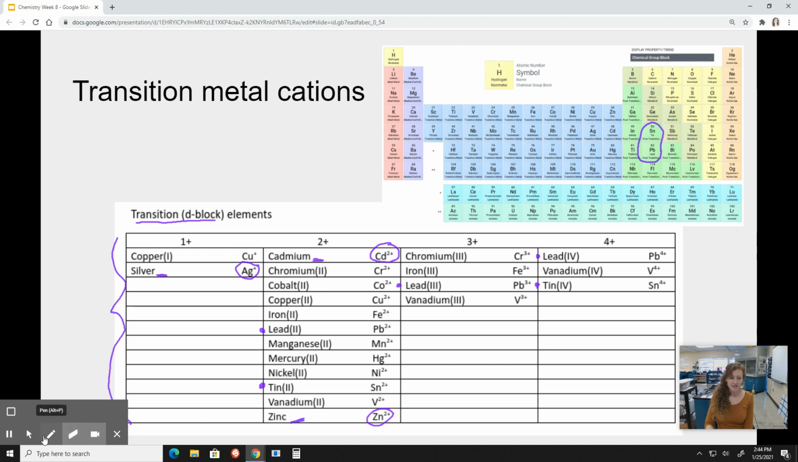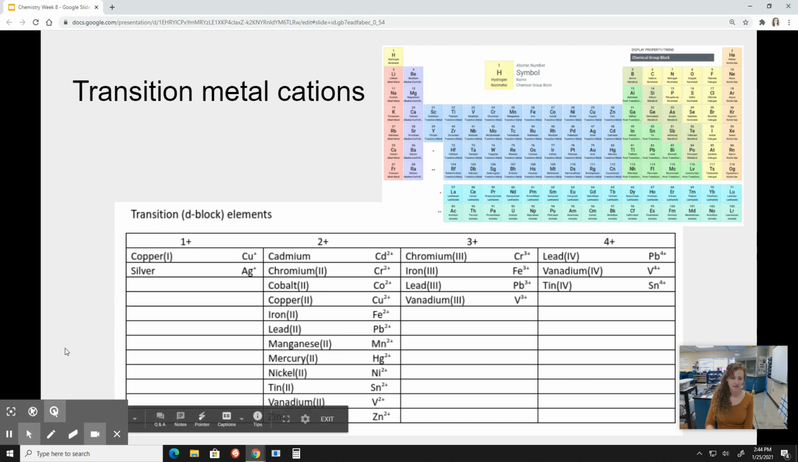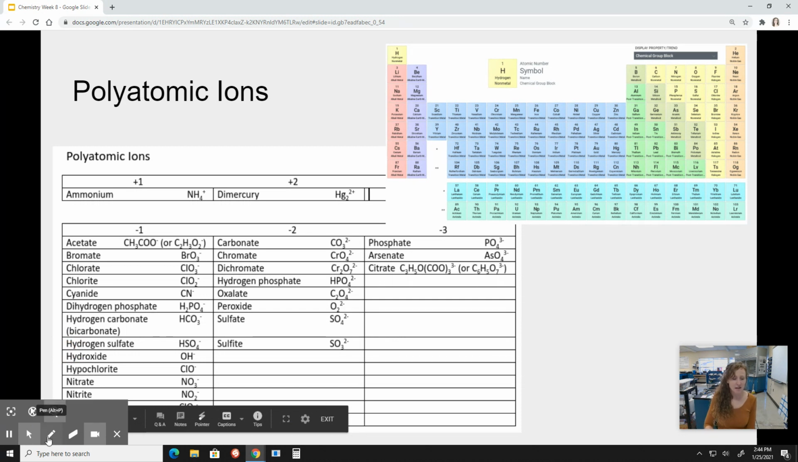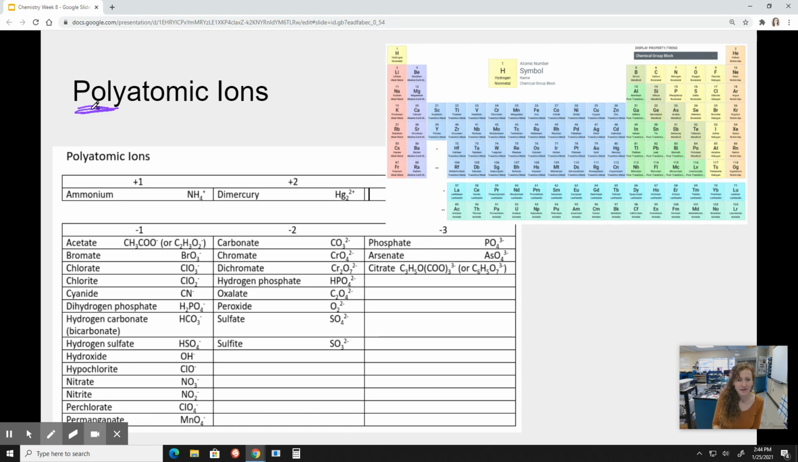Okay, last category are the polyatomics. Polyatomic ions are exactly what they're named. Poly means many, and then atomic means atoms. So they're many-atomed ions. So look at all of these listed in this chart down here. All of these contain more than 1 atom.